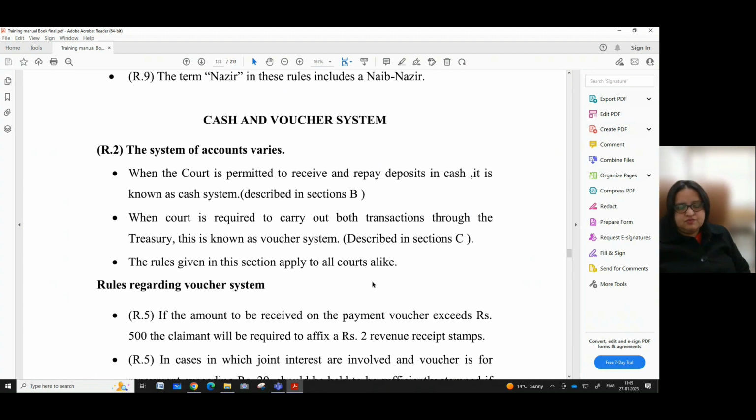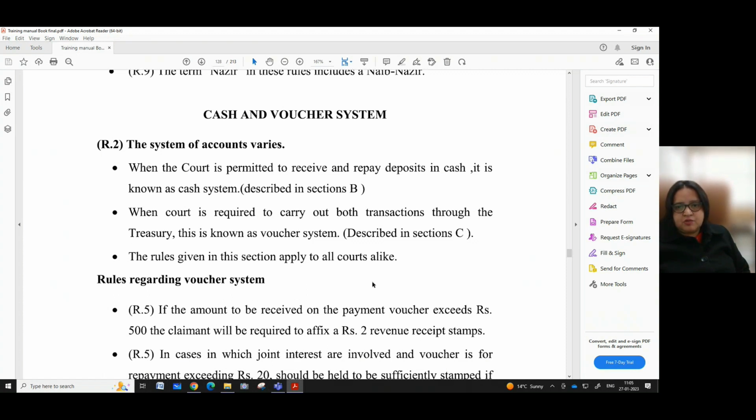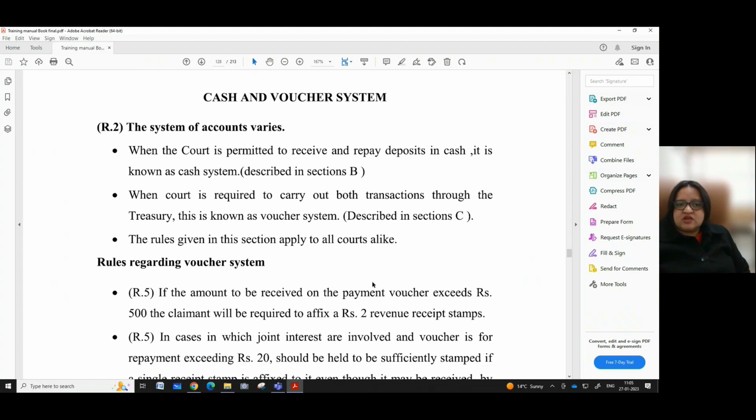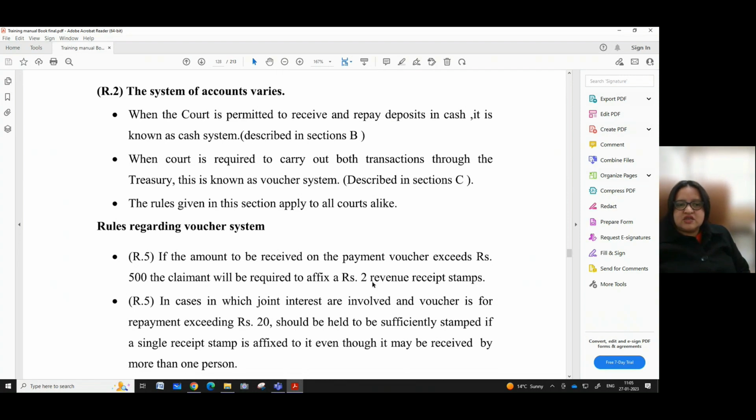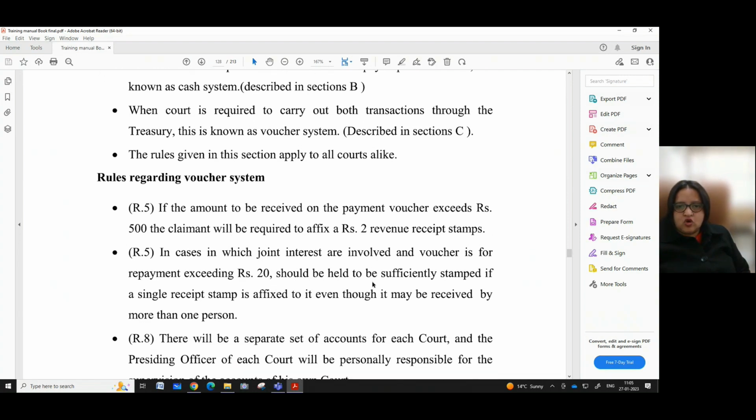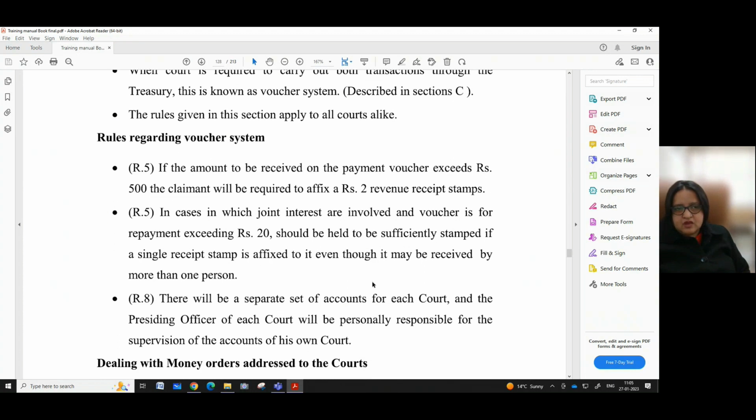Cash and voucher system. Rule 2 speaks with regard to the system of account, which varies. When the court is permitted to receive and repay deposits in cash, it is known as cash system, described in section B. When court is required to carry out both transactions through the treasury, this is known as voucher system described in section C. The rules given in this section shall apply to all courts alike.